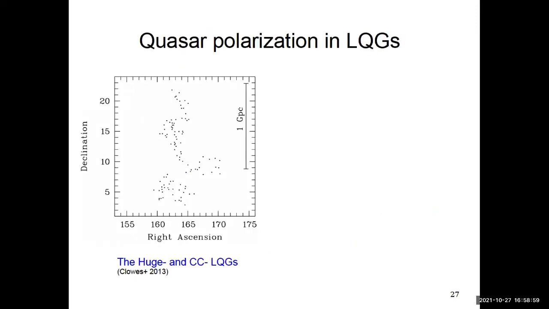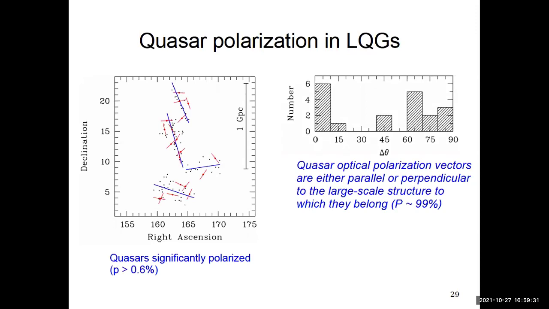So we consider the polarization of quasars in large quasar groups. This is one of the biggest quasar groups, which was found by Clowes et al. It's called the Huge-LQG, and as you see, it reaches a scale of about 1 gigaparsec. There were about 90 objects in this group, so we can define the orientation of the substructure. We measured the polarization of about 90 quasars in this group.